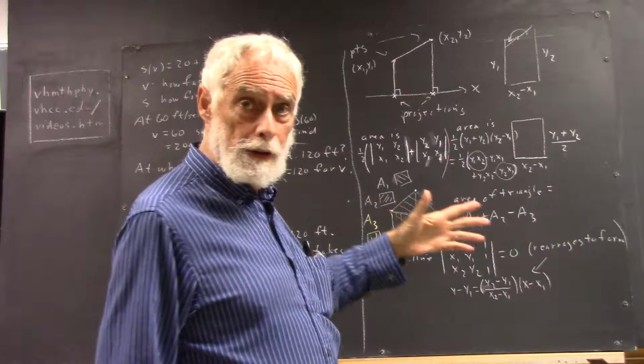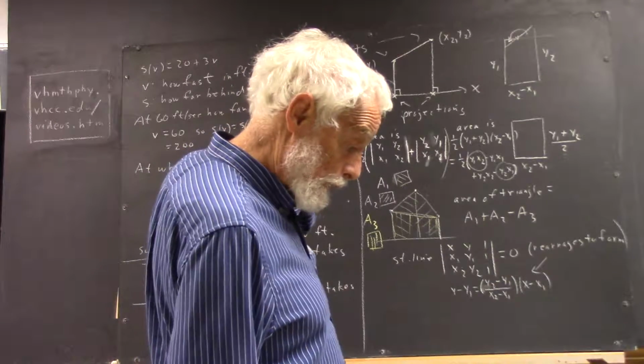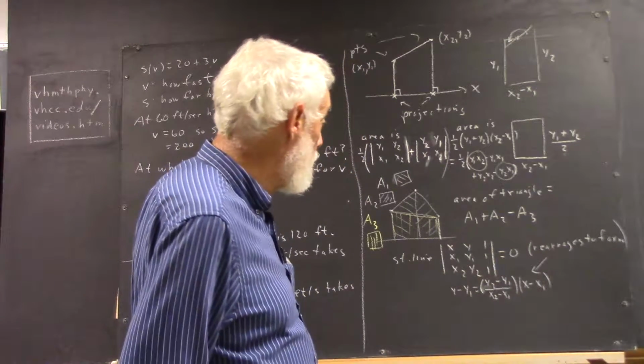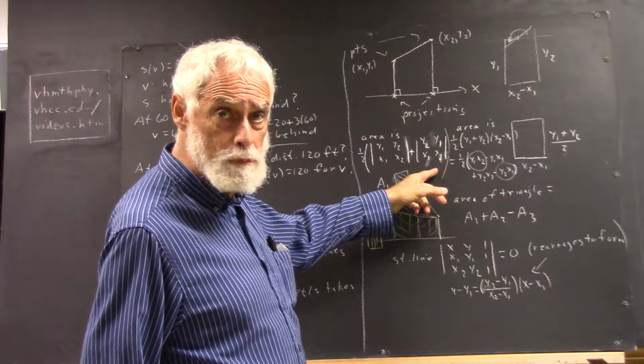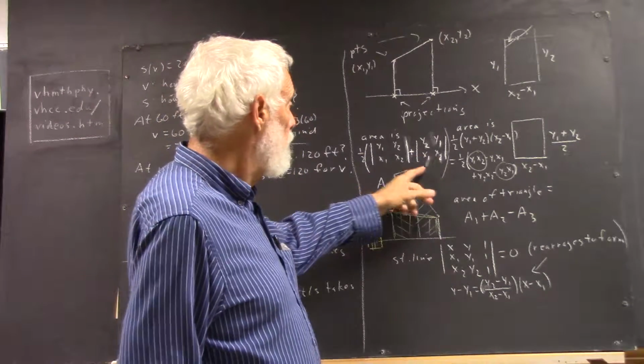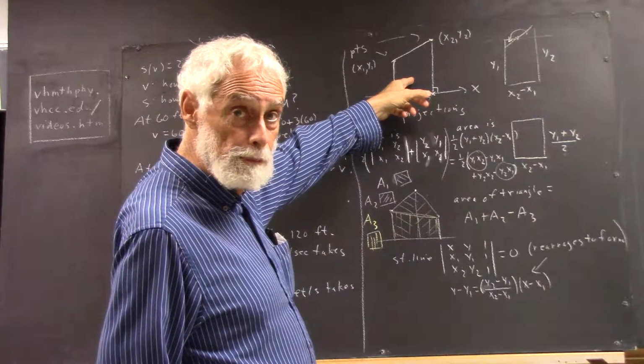Now, I don't want to do all the connections for you, and I want you to have the joy of figuring some of this out yourself. But what do we have here? We have a way of using determinants to get the area of a trapezoid.